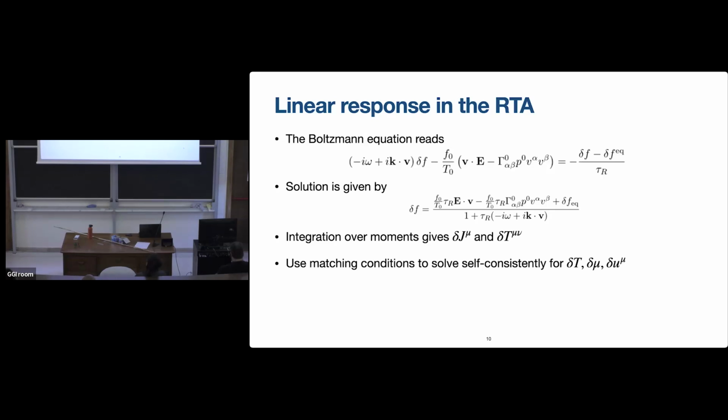But now, when I do this integration over momenta to get the current and the energy momentum tensor, essentially there's a relationship between delta J0, for instance, and the chemical potential. The change in the number density is given by the susceptibility times the chemical potential. So you have delta T, delta mu, and delta u mu on both sides of the equation when you look at the moments directly. This leads to some algebraic manipulation to solve for these variables. Then you're left with an expression entirely given in terms of the external fields, and everything is a function of omega and k.